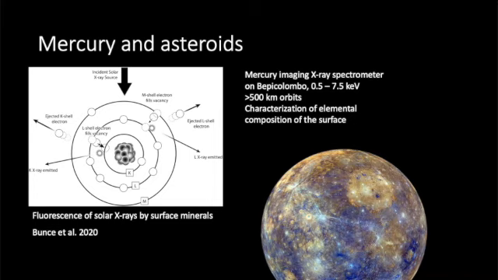So why does Mercury emit X-rays? Mercury emits X-rays through fluorescence of solar X-rays by surface minerals. And that process is shown here. What you have is incident solar X-ray photons coming in that will interact with your heavy atoms and result in the ejection of K-shell electrons along with X-rays.